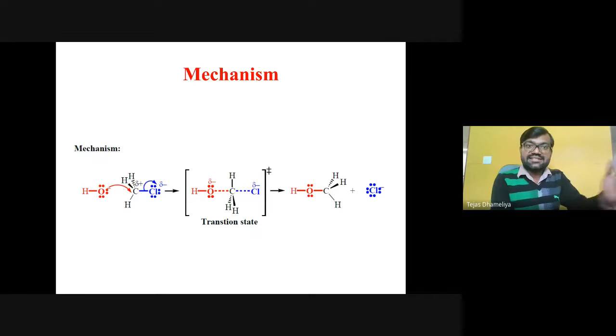As hydroxide ion is negative, this positively charged carbon is the electrophilic center. OH minus is the nucleophilic center. So this OH minus is attacking on positively charged species. And here you can see this red colored curly arrow.